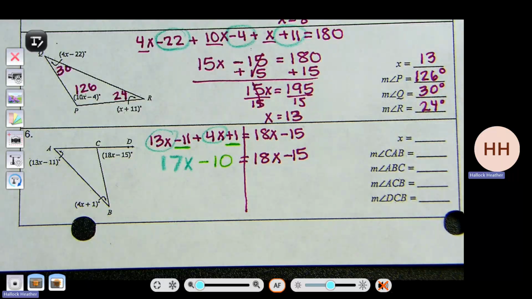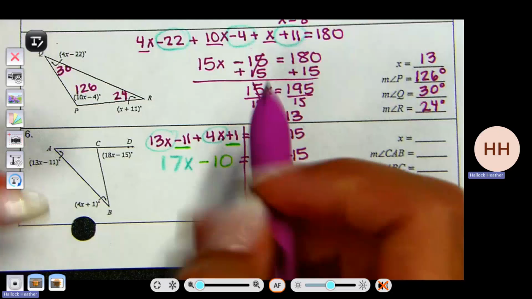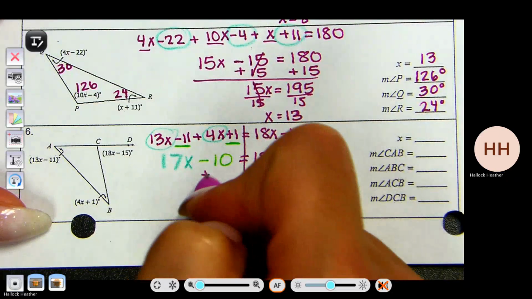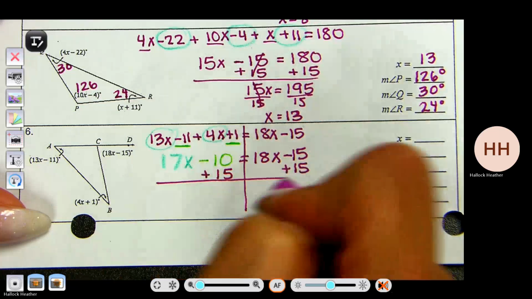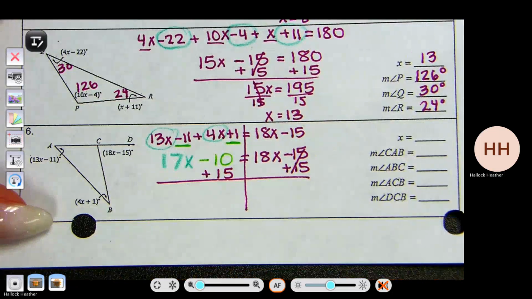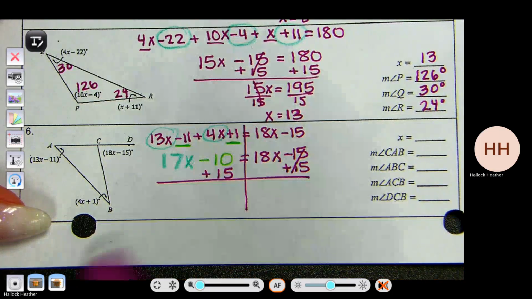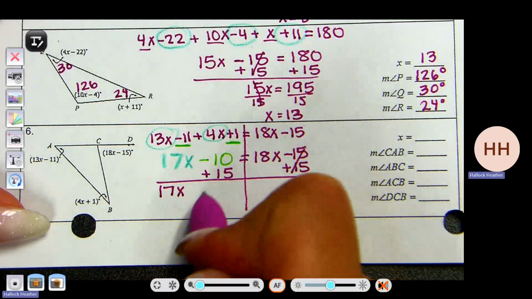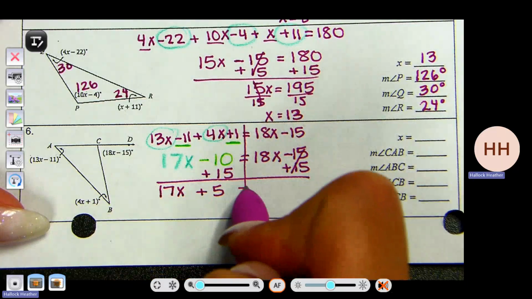Does anybody have a preference? Minus 18. I'm 17. You can do that. I'm at minus 17. I like to move the numbers first, but you do you. We're going to get the same answers. I'm going to add the 15, and then plug it back in.